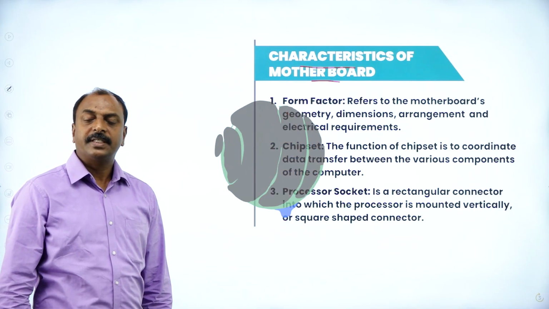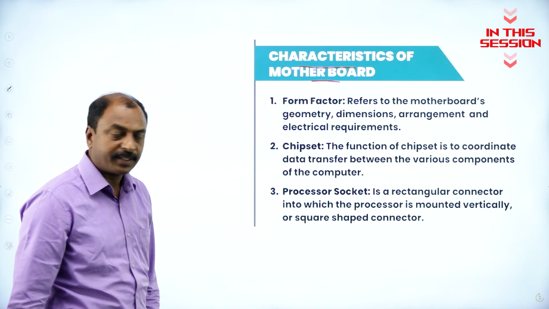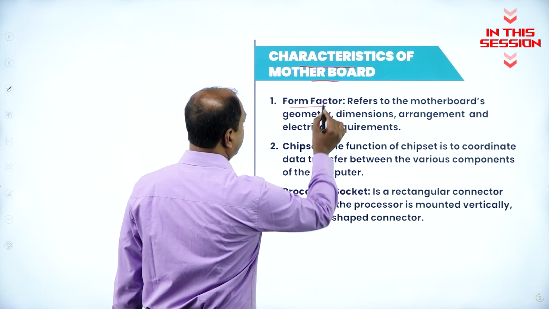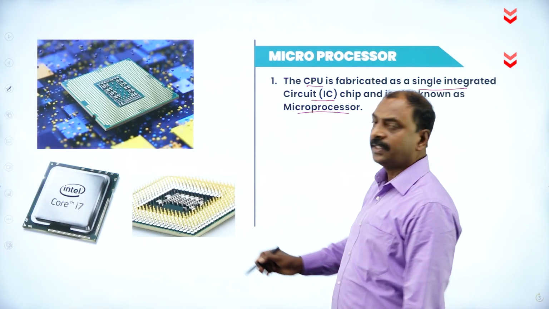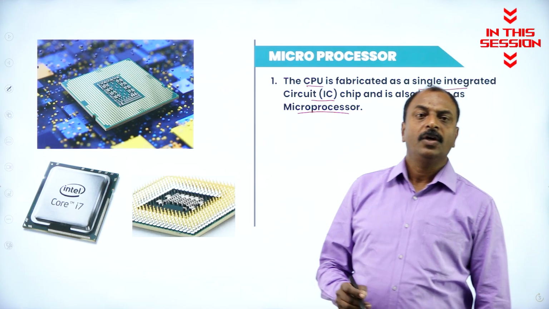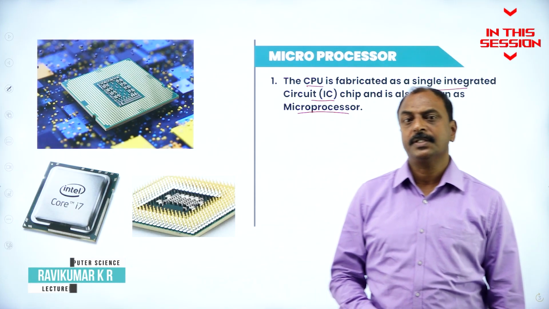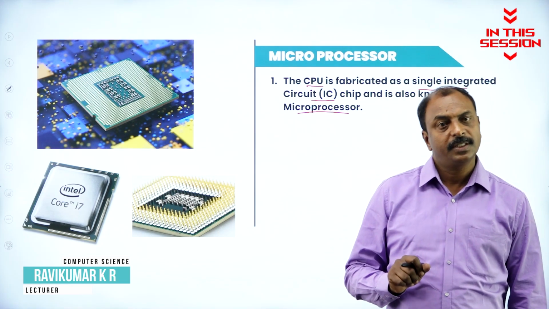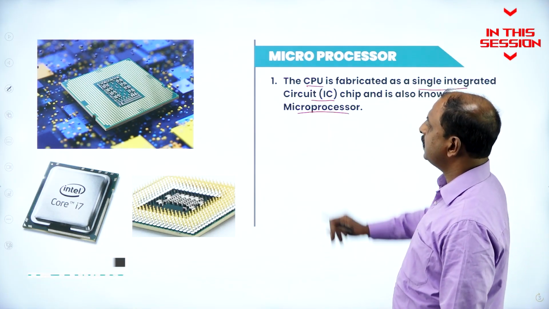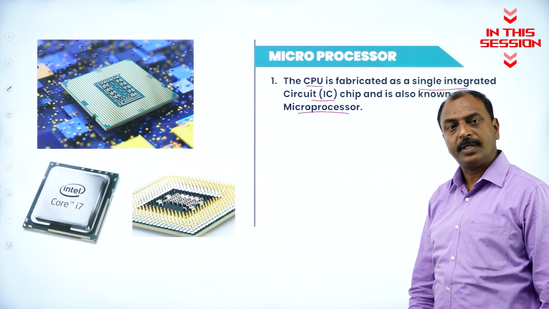The motherboard is characterized by three factors. They are form factor, chipset and processor socket. It is the main component which will be mounted vertically on the motherboard, inside or on the processor socket. So that is the one component that is called microprocessor.